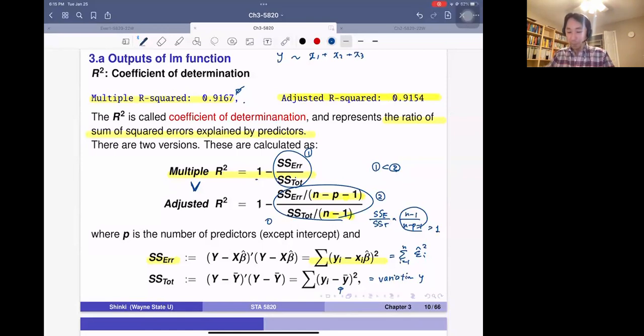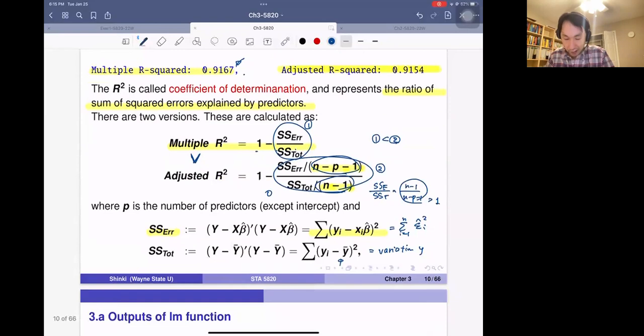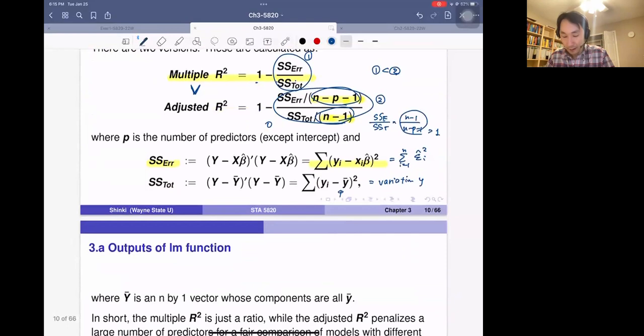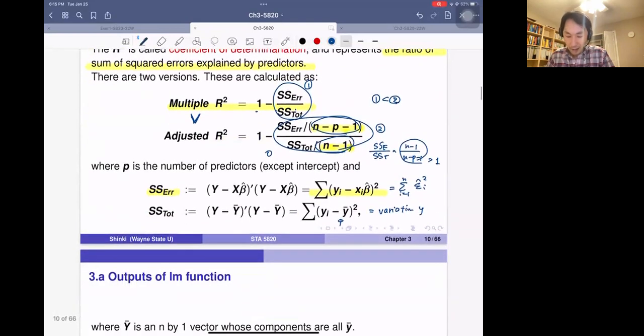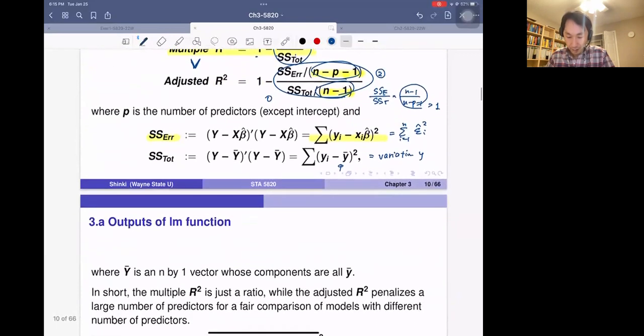Then if we have many variables, just accidentally they explain some part of y, right? But if we adjust this SS error and SS total by these numbers, as an expectation, adjusted R squared is 0. So a significantly positive adjusted R squared means a significant relationship between y and x. So adjusted R squared has that justification.